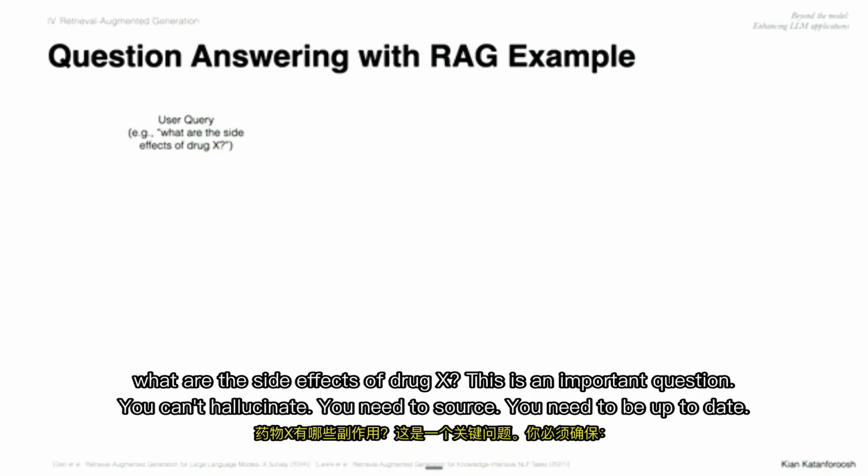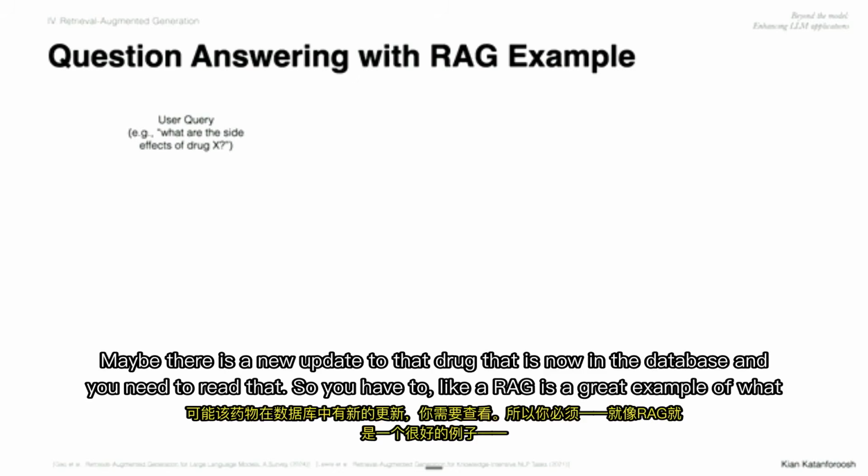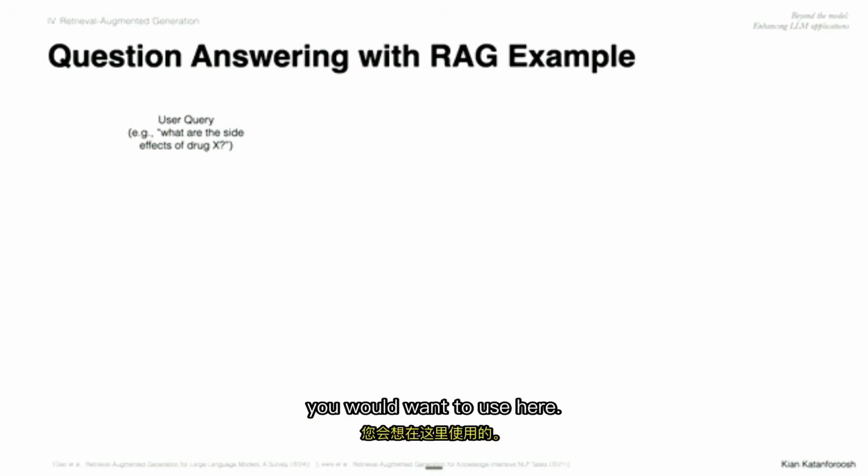So to see an example of a RAG, this is a question answering application where we're in the medical field and a user is asking a query, what are the side effects of drug X? This is an important question. You can't hallucinate. You need to source. You need to be up to date. Maybe there is a new update to that drug that is now in the database and you need to read that. So a RAG is a great example of what you would want to use here.